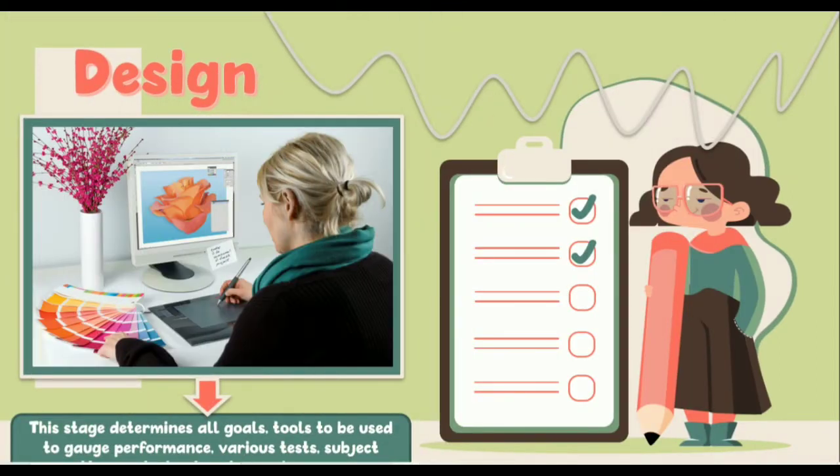So next, the second phase will be design. This stage determines all goals, tools to be used to gauge performance, various tests, subject matter analysis, planning, and resources. In addition, the approach in this stage should be systematic, with a logical, orderly process of identification, development, and evaluation of planned strategies which target the attainment of the project's goals.